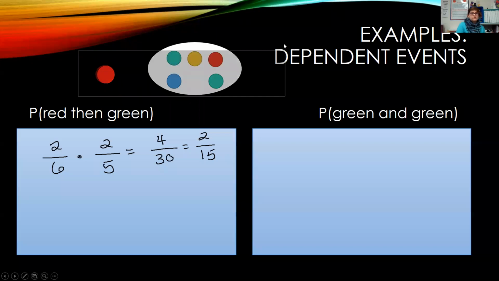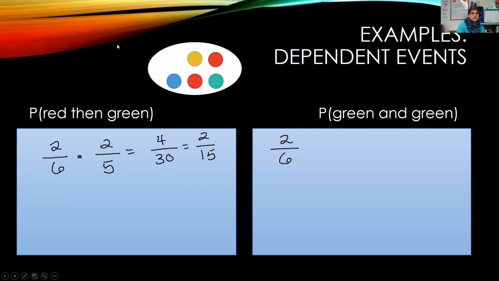So let's reset our bag of marbles. This next one says the probability of getting a green marble and then another green marble. Looking at our bag, I have 6 marbles, 2 are green. I've taken the green marble away, so it's no longer in the bag, and it's sitting off to the side. Now I want to draw another green marble from the bag. So now I have 5 marbles in my bag, and only one of them is green.